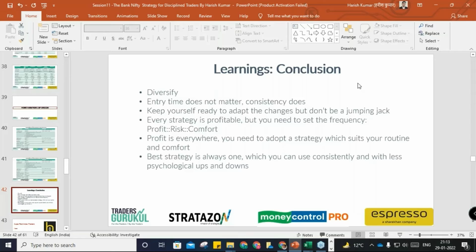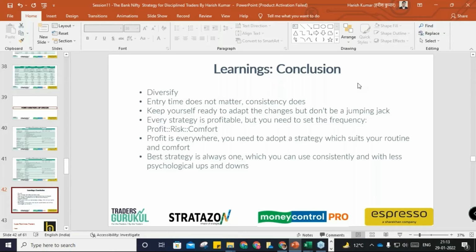So the key learnings for our today's session are that you have to have a diversification mindset. You can take multiple strategies at work for you. Entry time doesn't matter if it is within a small range, 5 to 6 minutes, 5 to 7 minutes. Consistency does matter, and you have to keep yourself ready to adapt to changes. But don't be a jumping jet that one day you are going for one strategy and another day you are going for another strategy. So you are facing a drawdown of 4 or 5 days and you are moving to some other strategy.